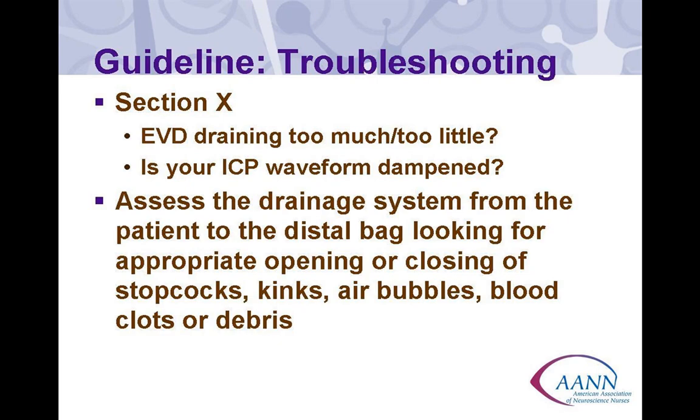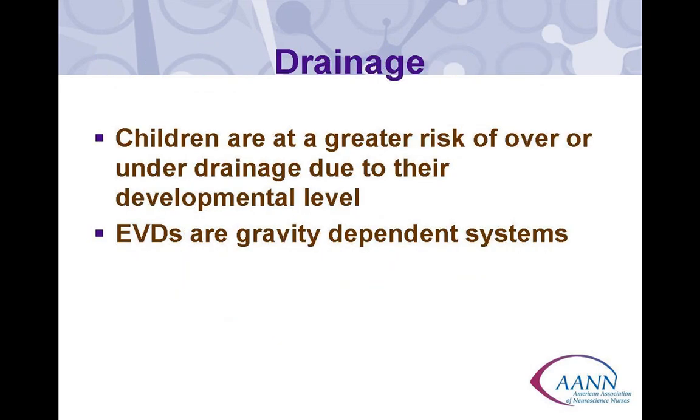So young children do not have the developmental capacity to understand that they can't sit up or roll around freely in their crib. And since EVDs are gravity-dependent systems, children can easily overdrain with a simple position change. Those infants that are in cribs with drains can underdrain if their tubing is allowed to drape over the crib rail. So it's important to have astute nursing skills to make sure that they are draining an appropriate amount.